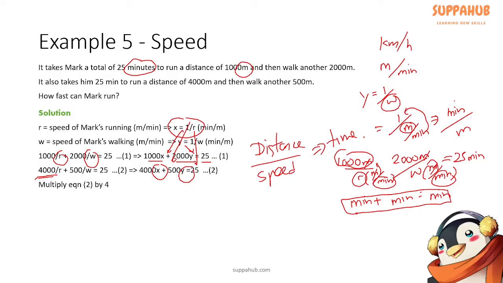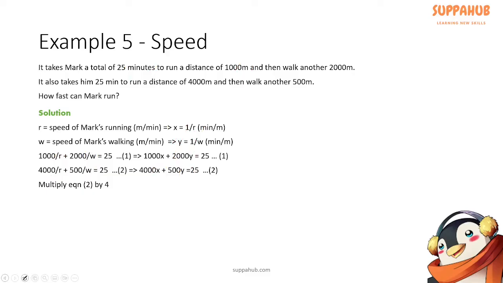Okay, then next, multiply equation 2 by 4. Let me erase this because it's a bit confusing now. Multiply equation 2 by 4, because we want to eliminate y. If we multiply this by 4, it gives you 16,000 x. Multiply this by 4, it gives you 2000 y, and multiply this by 4, it gives you 100. That's what you get.